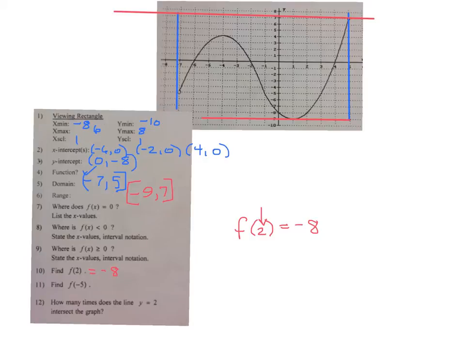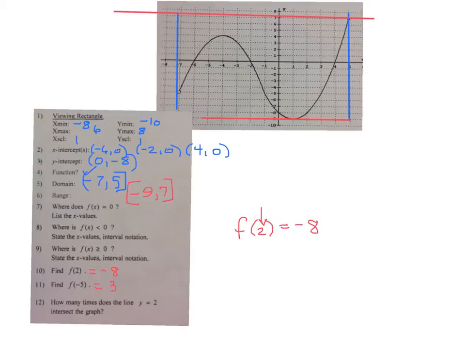Now find f of -5. So again, my x is -5. So I'm going to go to the x at -5, and I'm going to go until I hit the graph. Well, the graph isn't down here this time, the graph is up. So I'm going to go up here, and I hit this graph at 3. So f of -5 equals 3.